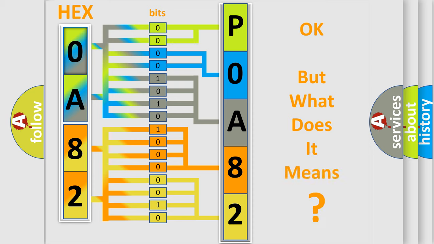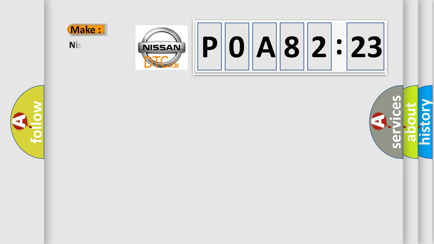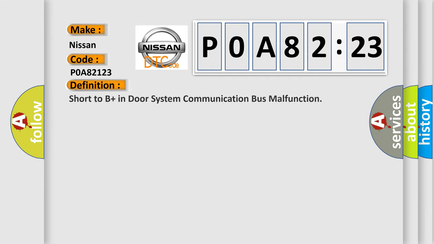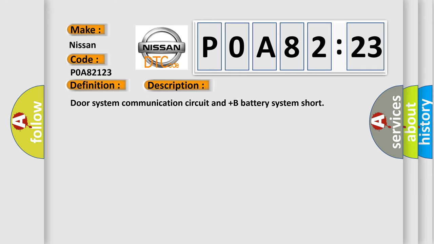The number itself does not make sense to us if we cannot assign information to what it actually expresses. So, what does the Diagnostic Trouble Code P0A82-123 interpret specifically for Nissan car manufacturers? The basic definition is short to B+ in door system communication bus malfunction. And now this is a short description of this DTC code: door system communication circuit and plus B battery system short.